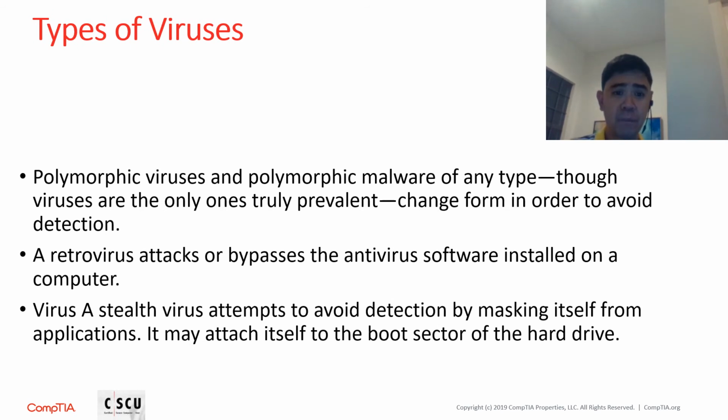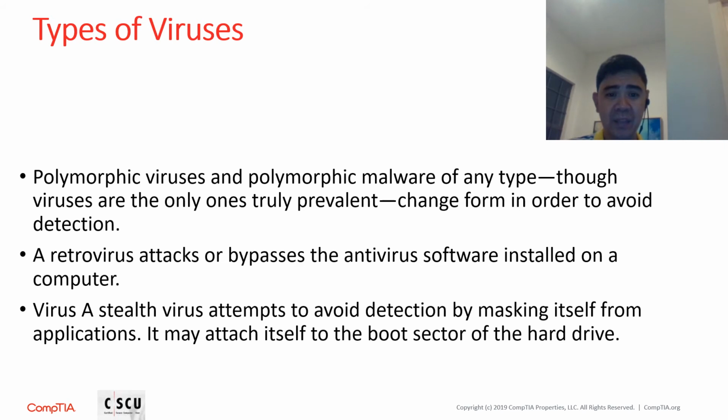A polymorphic virus can change its form in order to avoid detection. These types of viruses attack your system, display a message on your computer, and delete files on your system. The virus will attempt to hide from your antivirus software. Retrovirus attacks or bypasses the antivirus software installed on a computer. You can consider a retrovirus to be an anti-antivirus.